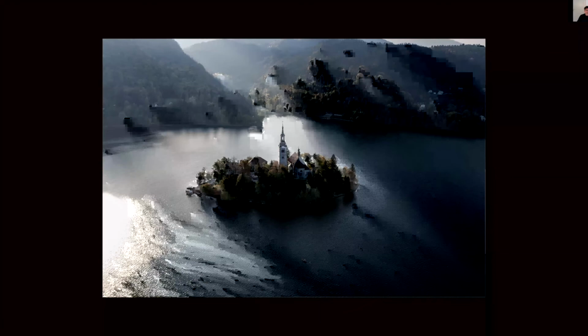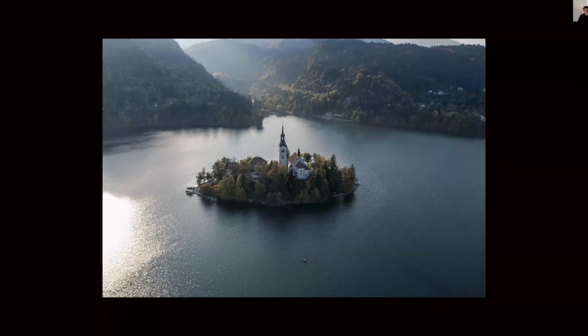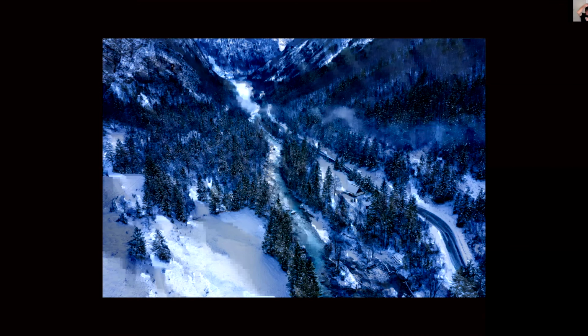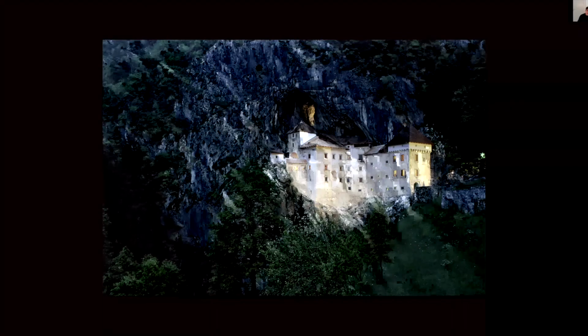So the biggest attraction is Bled Island. This is Bled town, with this famous island, everybody goes here. But we, of course, will also go. This is the Soca Valley, which you can enter through the passes in the mountains. We'll see that as well. Of course, this is in the winter. This is Predjama Castle. We'll visit.